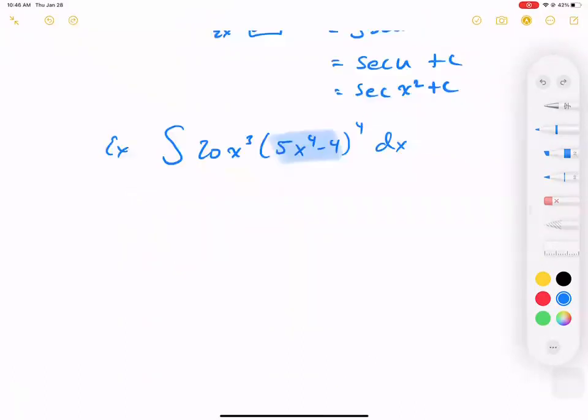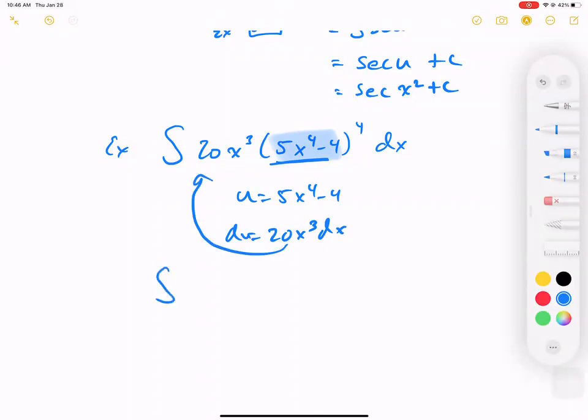All right. So we looked at this problem, the integral of 20x cubed times 5x to the fourth minus 4 to the fourth power dx, and we asked, hey, would this be a U substitution problem? And looking here, our U value is 5x to the fourth minus 4. Du is simply 20x cubed dx. That's a U here. And that does cancel really nicely too. It saves me a lot of work.